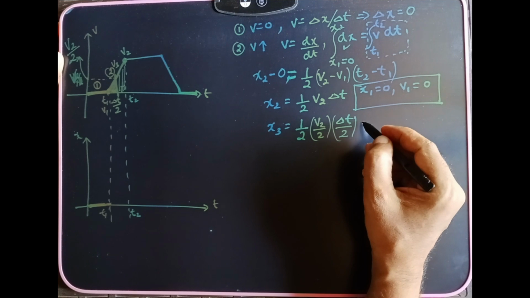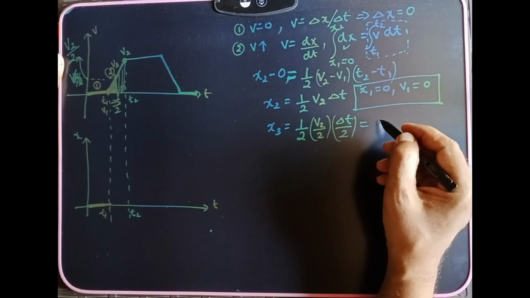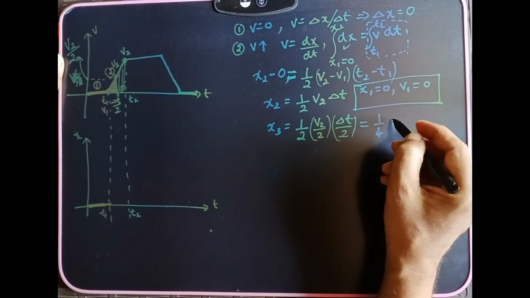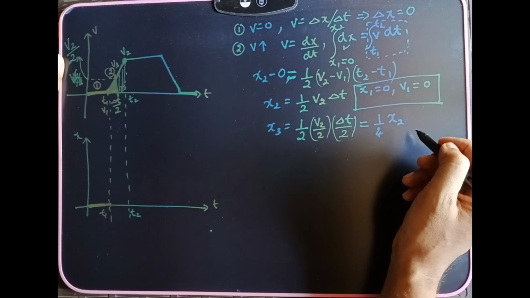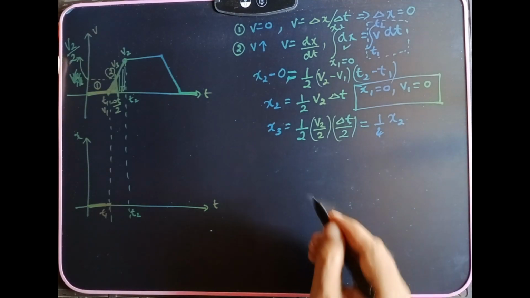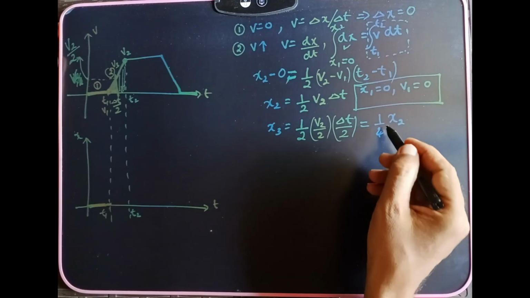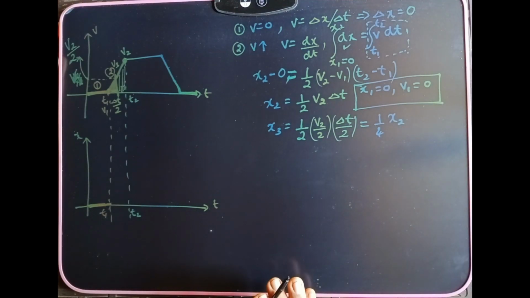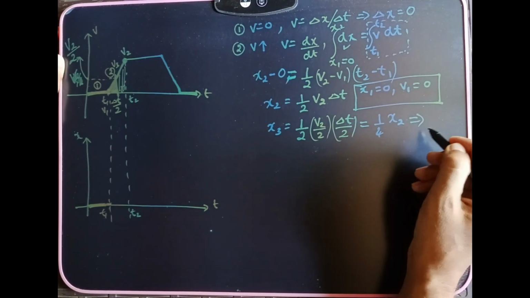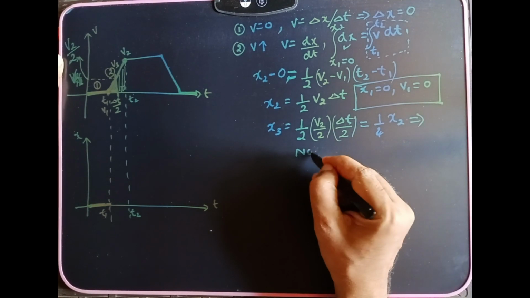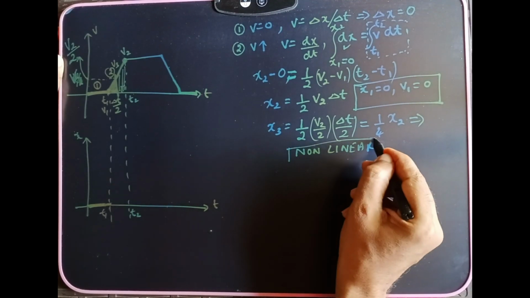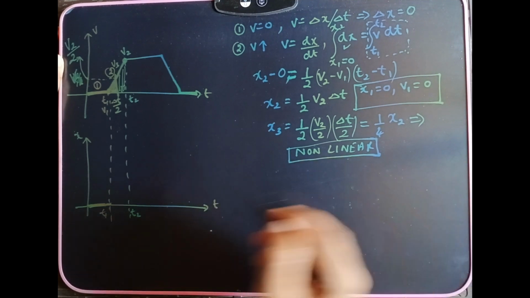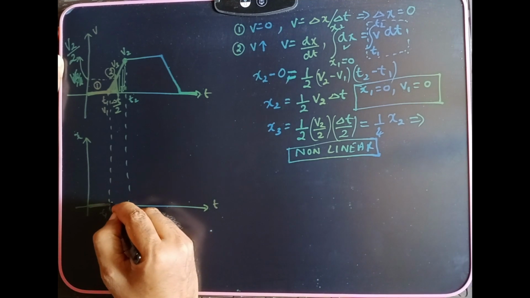So you can notice here that x3 will become 1/4 of x2, right? x3 will become 1/4 of x2. I would have expected if it was directly related, it should have become half of x2, which is not the case. So then we can say this is a non-linear relation. It's a non-linear relation, so I can draw it like a curve.